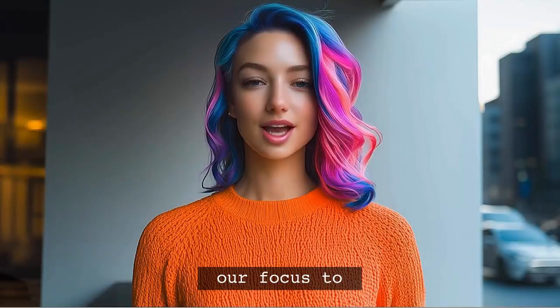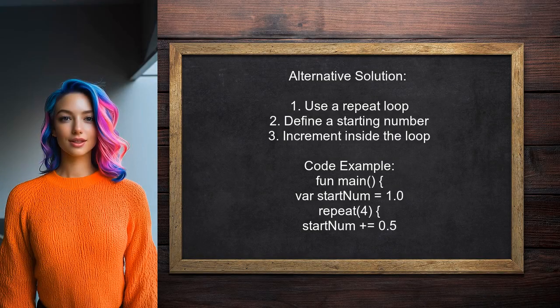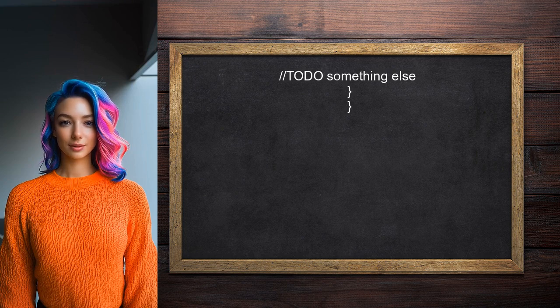Now, let's shift our focus to a different response. An alternative approach suggested by a user is to use a repeat loop. In this method, you can define a starting number and specify how many times the loop should run. Inside the loop, you can increment the starting number by a specified value.